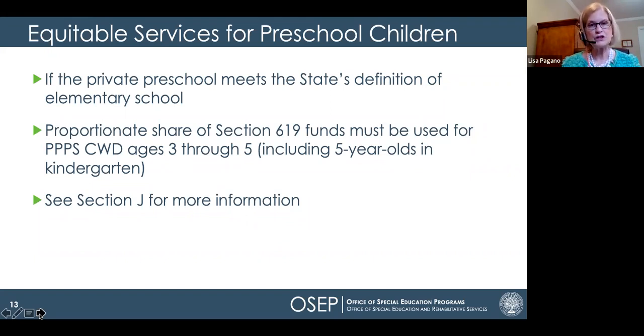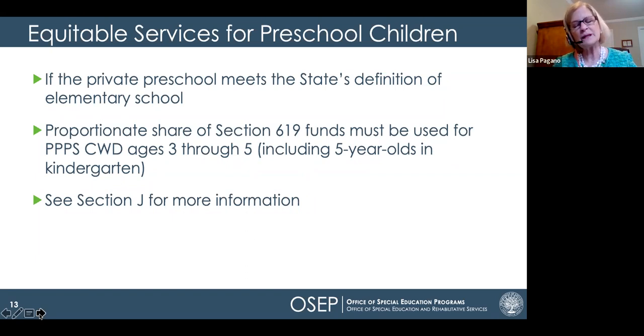All of these requirements we're talking about, the equitable services requirements, apply to preschool age children who are in preschool, receiving preschool education that meets the state's definition of elementary school. So we have a series of questions in Section J that are sort of like, if this happens, what's the deal? If this is a situation for a child, what's the answer? So you may want to take a look at Section J.